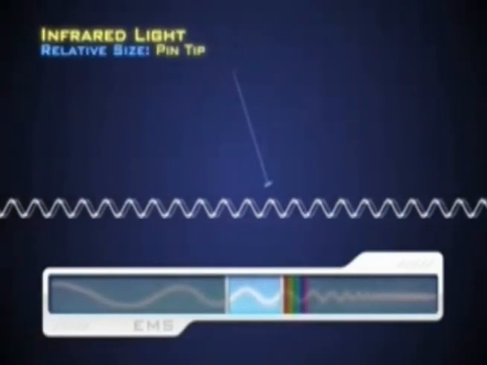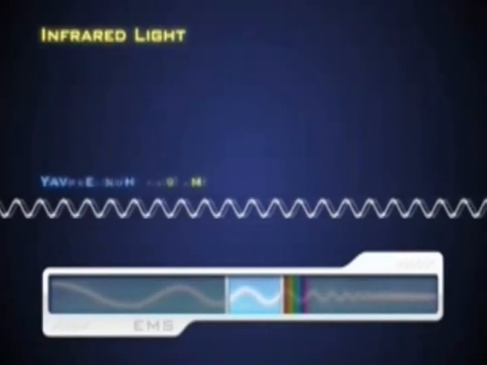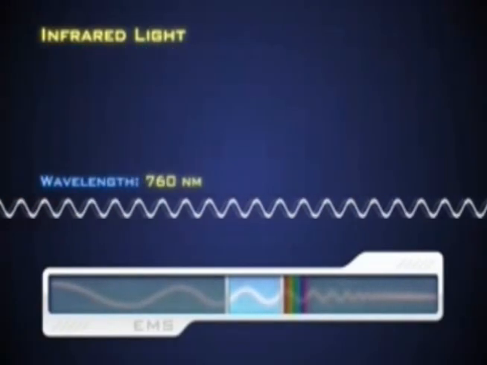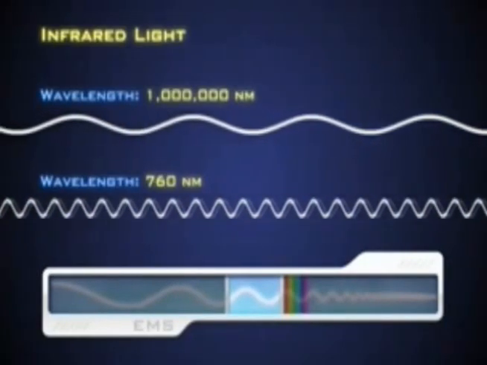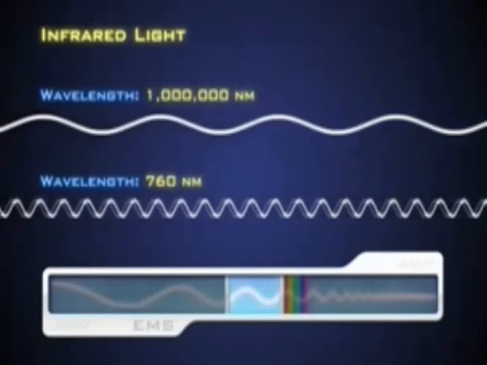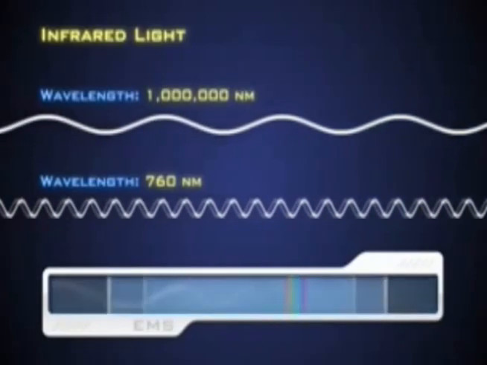This region consists of short wavelengths around 760 nanometers to longer wavelengths about 1 million nanometers, or about 1,000 micrometers, in length. We can sense some of this infrared energy as heat. Some objects are so hot that they also emit visible light, such as fire. Others, like humans, are not as hot and only emit infrared radiation.